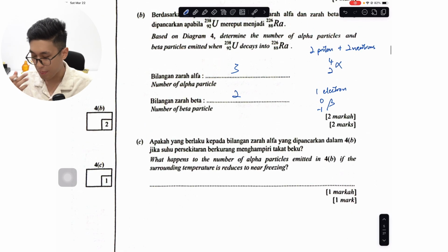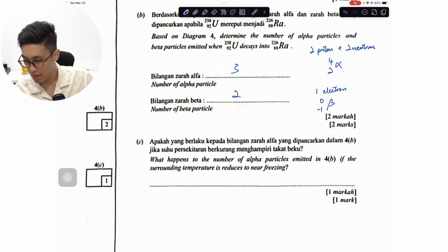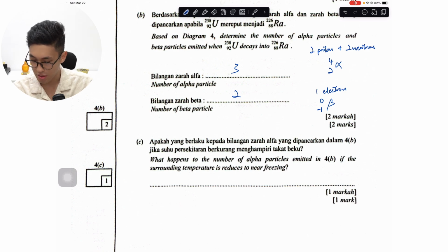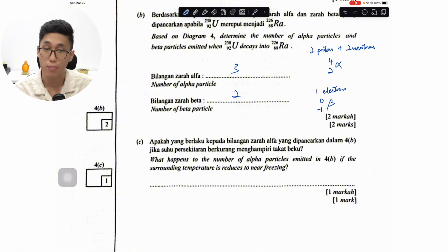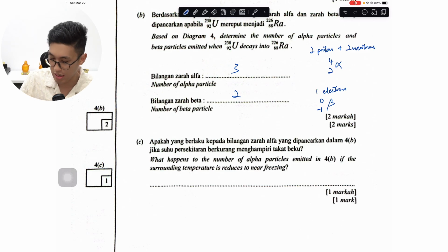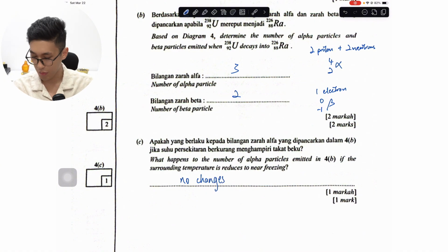Next question. What happens to the number of alpha particles emitted in 4b if the surrounding temperature is reduced to near freezing? Okay, radiation does not depend on temperature. Okay, high temperature, low temperature, it does not affect radiation because radiation is just unstable trying to become stable. Okay, it's not because it is hot, it's not because it is cold. Okay, so we can say there will be no changes. Yeah, no changes.